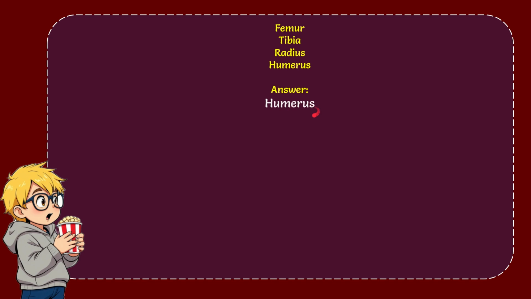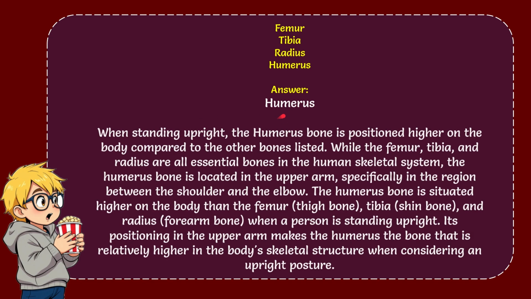The correct answer for the question is humerus. And here is the reason why humerus is the correct answer. When standing upright, the humerus bone is positioned higher on the body compared to the other bones listed.